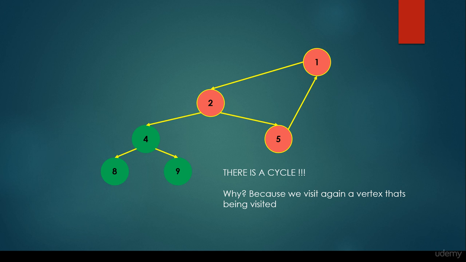And in this situation, okay, we have some vertices that are done: the 4, the 8 and the 9. But the vertex 1 and the vertex 2 and the vertex 5 are still being visited. And there's a backward edge to a vertex, here in this situation to the vertex 1, that's being visited at the time. So that's how we can figure out whether there is a cycle in the given graph or not.